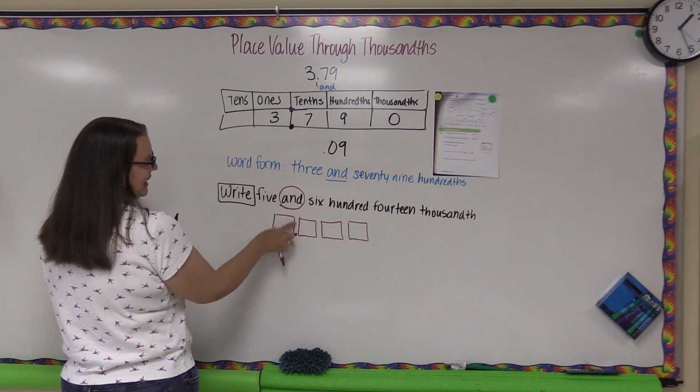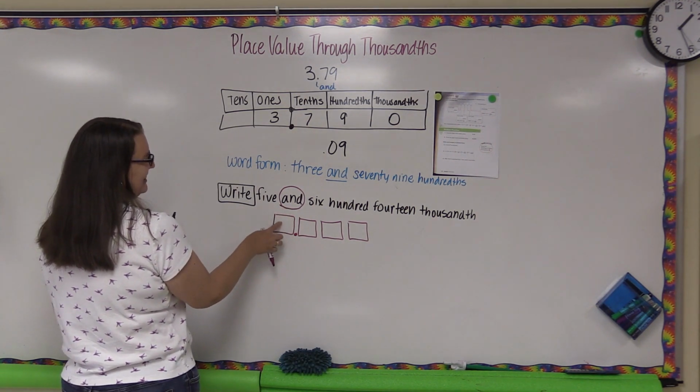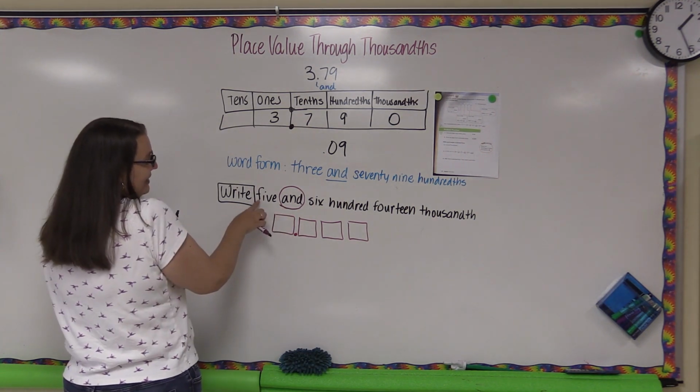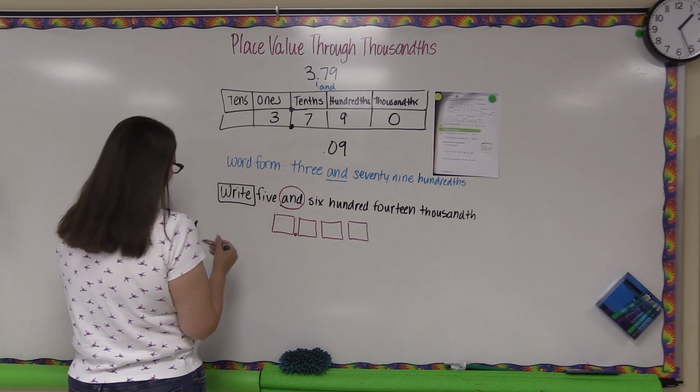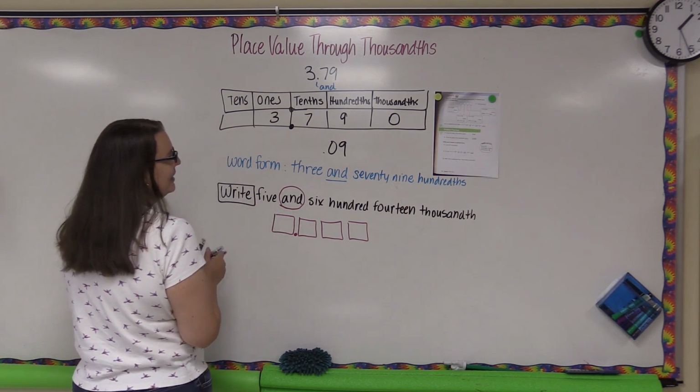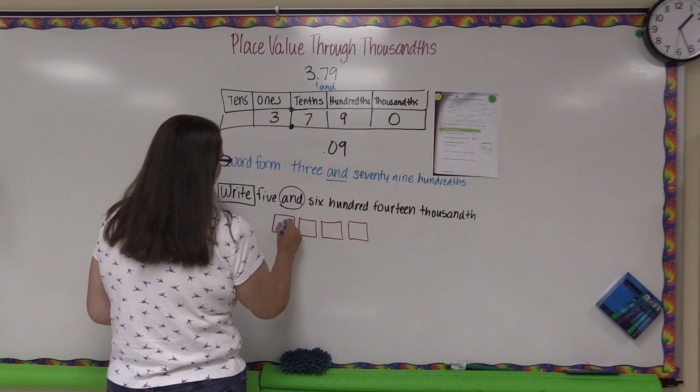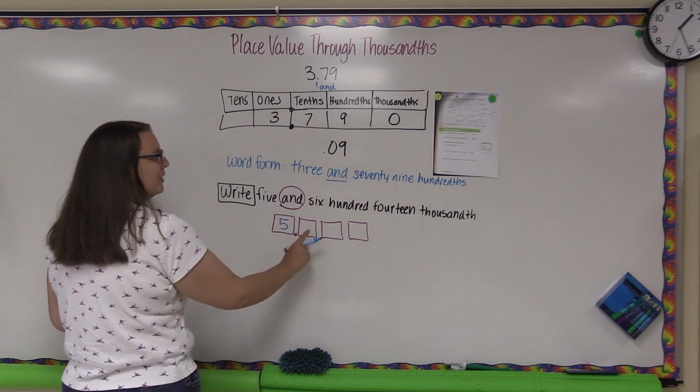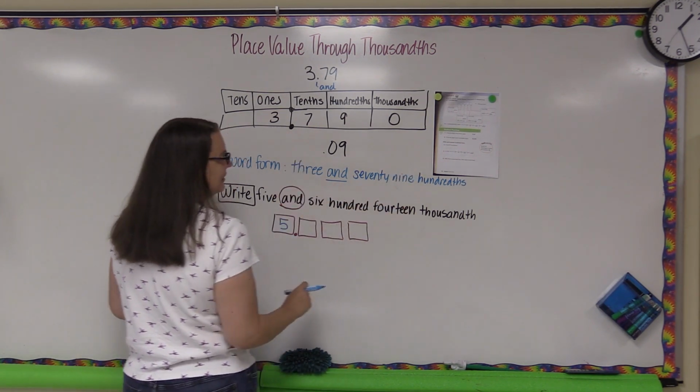You'll notice here's the and, here's the decimal. This is for the whole number. We have that answer. It tells us 5. So we're going to go ahead and put a 5 in that spot. Okay? We're going to build this part first, and then we're going to fill in the boxes around it.